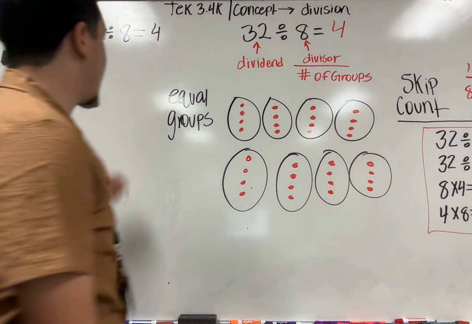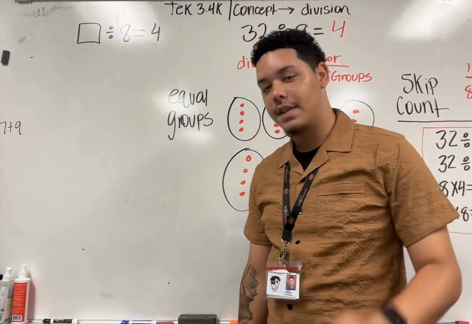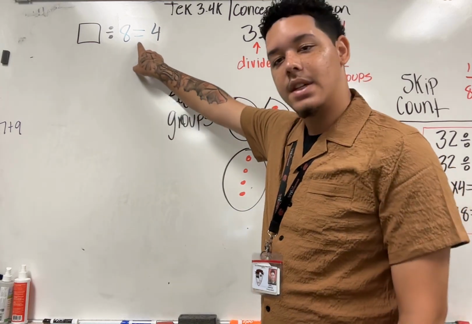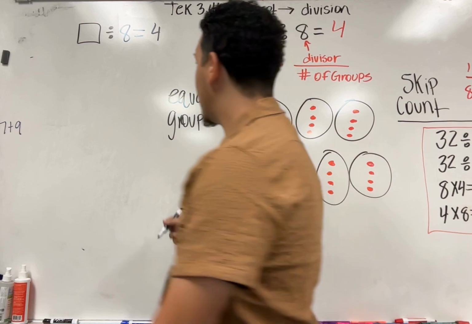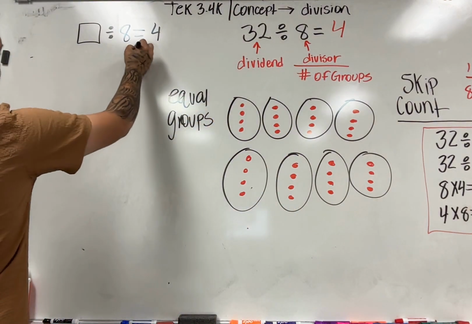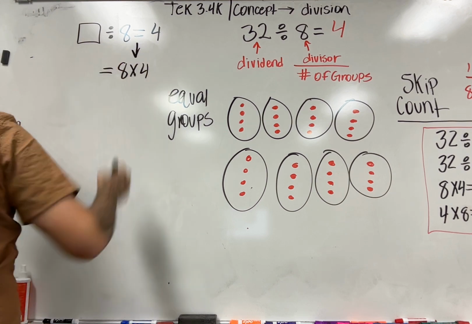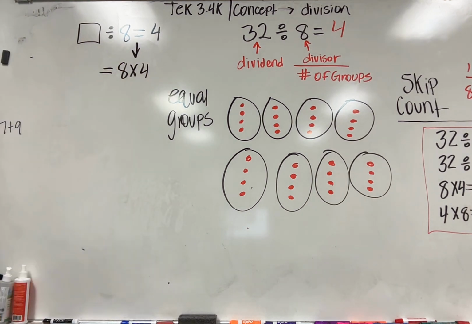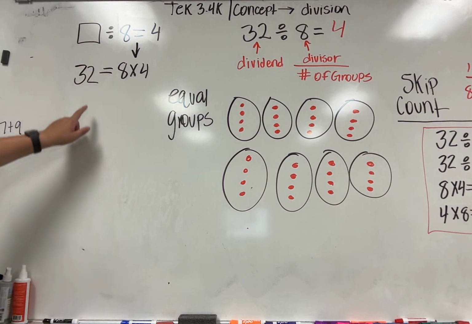The first thing you should automatically ask yourself is, how can I relate multiplication to division? We just did that. All you need to do is turn this equal sign into a multiplication sign and you can have your answer. So instead of saying blank divided by 8 equals 4, you can simply just say, well, 8 times 4 will get you the answer here. And what is 8 times 4? 32. So we know that 32 would go in this blank here.